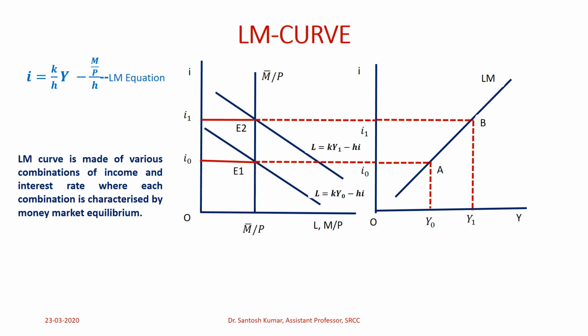The LM curve stands for money market equilibrium, and to derive it we have these two diagrams. One diagram is this one. It stands for the money market, and the second one stands for the derivation of the LM curve. In the first diagram, which is for the money market, we have two sides, money supply and money demand.